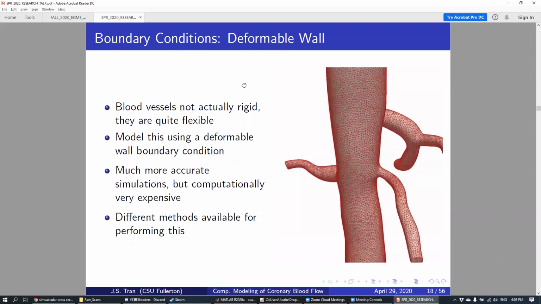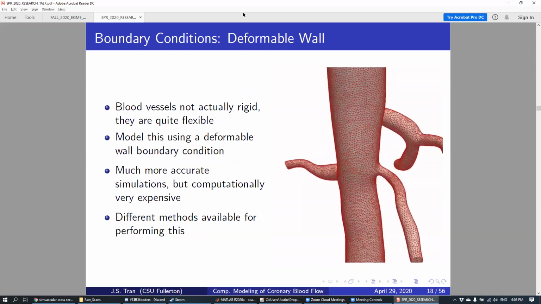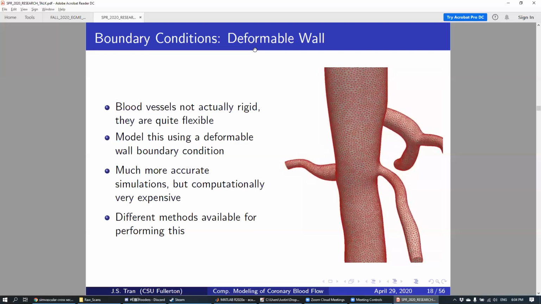One step up from this is a deforming wall boundary condition. Just like we talked about before, blood vessels are not rigid structures. They actually have some flexibility to them, right? To model this, we have to include capabilities for it in the simulation, and the way we do this is with a deformable wall simulation. As you can imagine, this is a lot more accurate than your rigid wall simulations, but computationally, it's often really, really expensive.